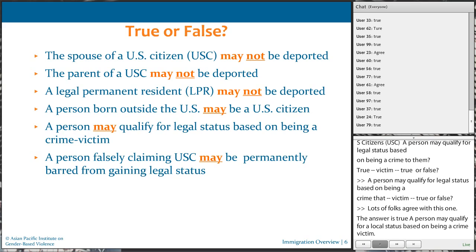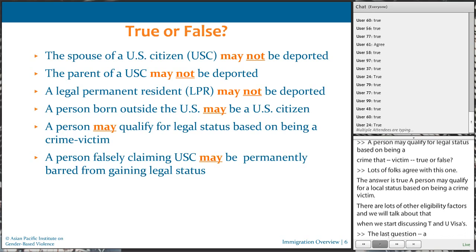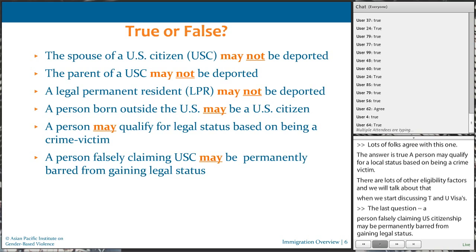citizenship may be permanently barred from gaining legal status. Is that true or false? So somebody who, for example, checked that they're a U.S. citizen the last time they entered the United States, can they be permanently barred from gaining legal status? True or false?